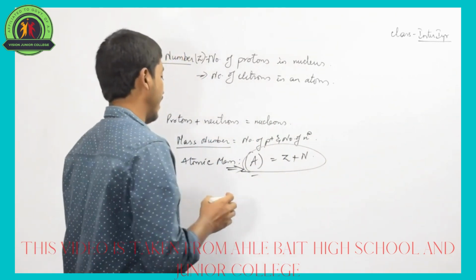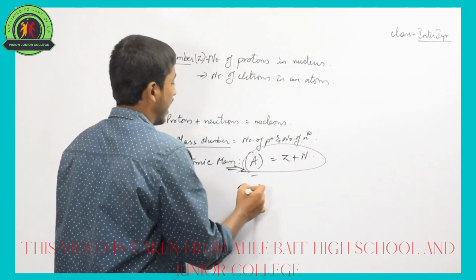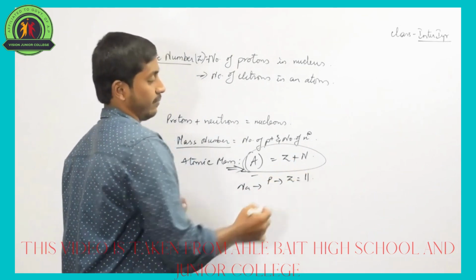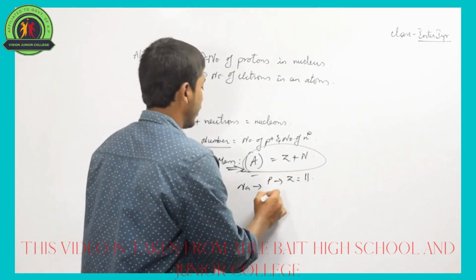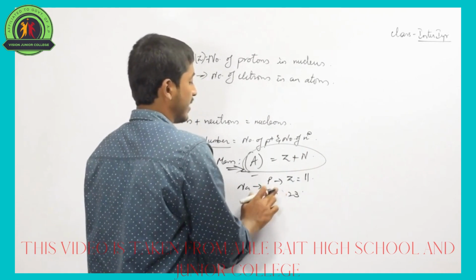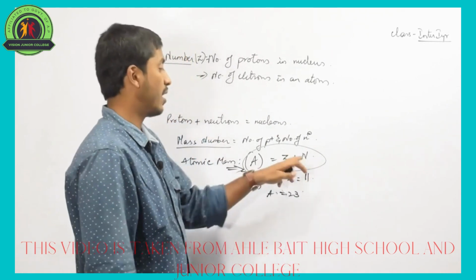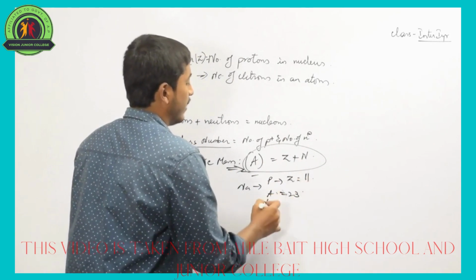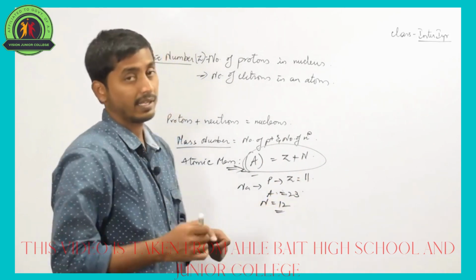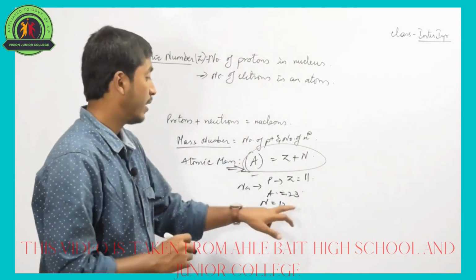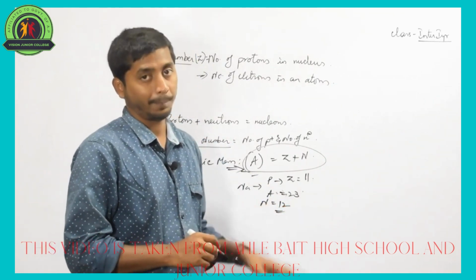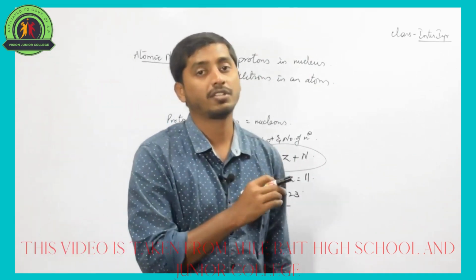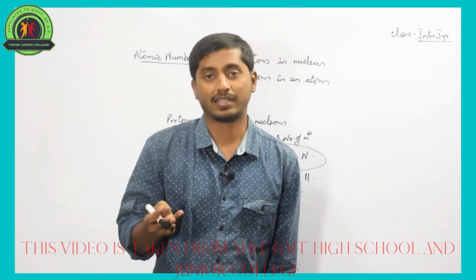For example, let us say sodium has a proton value, that is Z, as 11, and its atomic mass is 23. Then what about the number of neutrons? Number of neutrons is nothing but 23 minus 11, which is 12. Is it clear? Then only we get 23 as the mass number. This is how the basic notations work: what is an atomic number, what is a mass number.